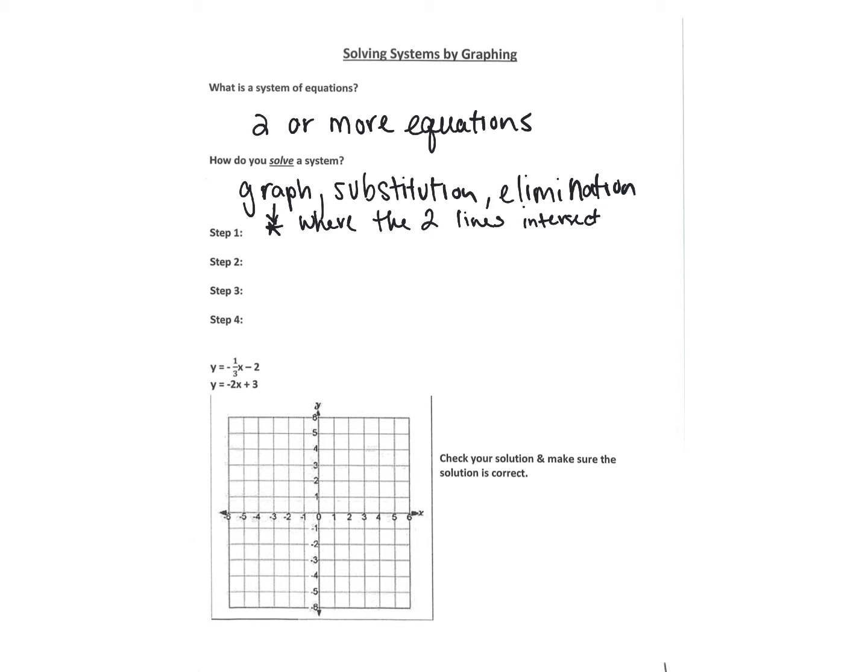So step one, let me change the color. Step one is you graph the first equation, and we're going to focus on graphing. This is the one we're going to be doing. We aren't going to actually be doing substitution and elimination. You'll do that later on when you get into algebra. Then step two, we're going to graph the second equation. Step three, find the point of intersection.